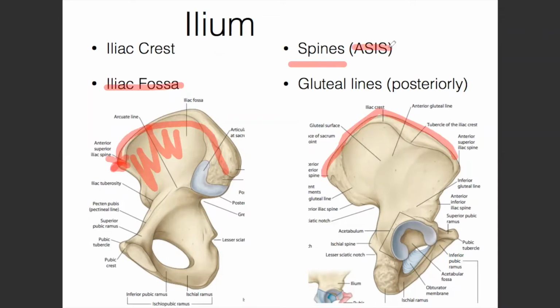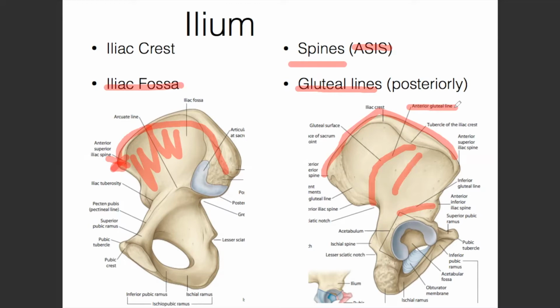And sometimes they would ask you what also attaches to the anterior superior iliac spine, and one of the structures that attach to it is the inguinal ligament. So it's very important to remember that the anterior superior iliac spine is an area of attachment of the inguinal ligament. Then we have the gluteal lines, which are found on the posterior surface. There are 3, but again the most important one is the anterior gluteal line. There's also the posterior and the inferior gluteal line, but the one that's more important is the anterior gluteal line. Okay?